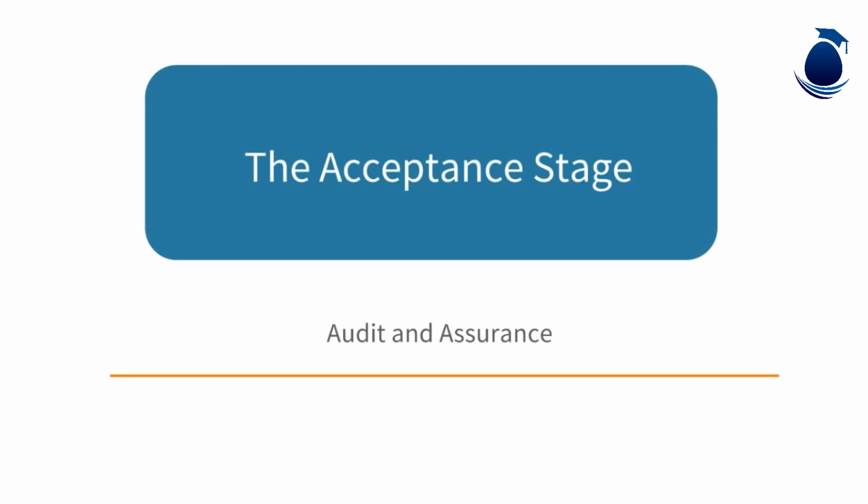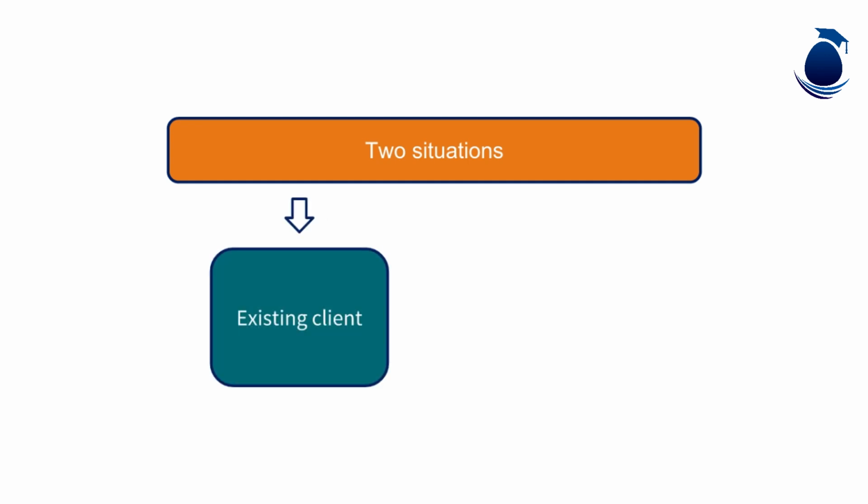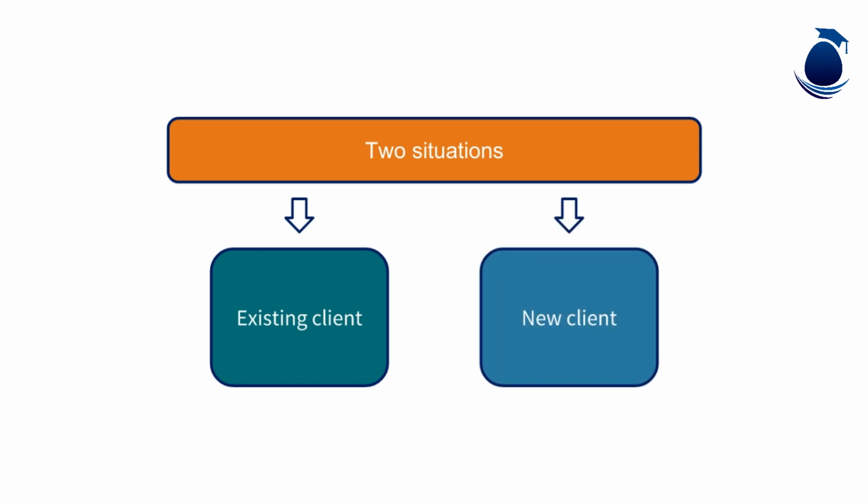Let's get started with our tutorials. In this video, we're going to cover what needs to be considered by the auditor at the acceptance stage of an external audit. This is the very first stage in the audit process, and it is in general terms whether they should continue the audit assignment. There are two situations. Either the auditor will be considering whether they continue to act for an existing client, or they will be considering whether to accept a new engagement.